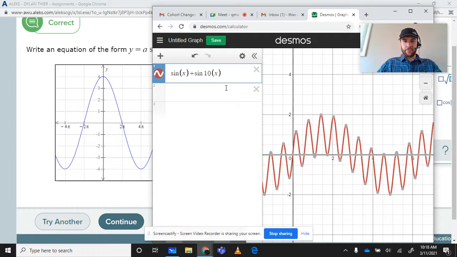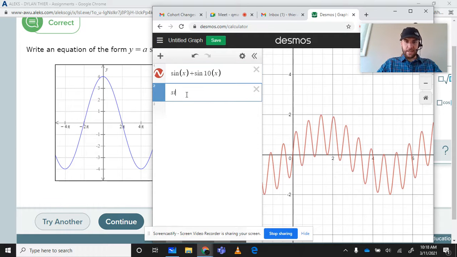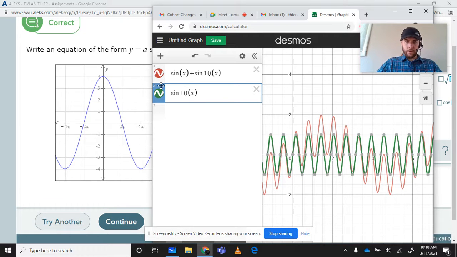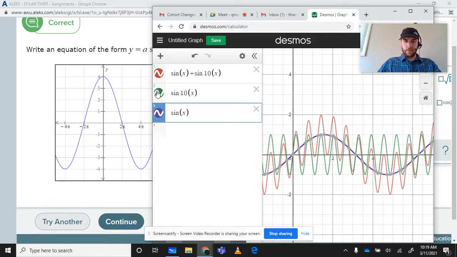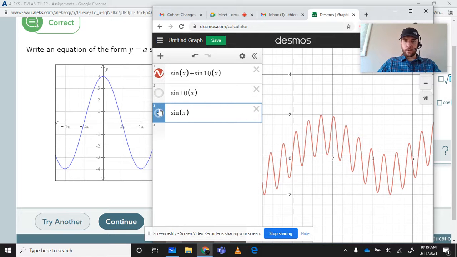So by itself, sine of 10x would look like this. So if you're going to add this to the graph of sine, you're going to take this blue line and sometimes you're going to add to it, and sometimes you're going to subtract from it, and sometimes you're going to add to it, sometimes you're going to subtract. And what you'll get is a combination of those two ideas.